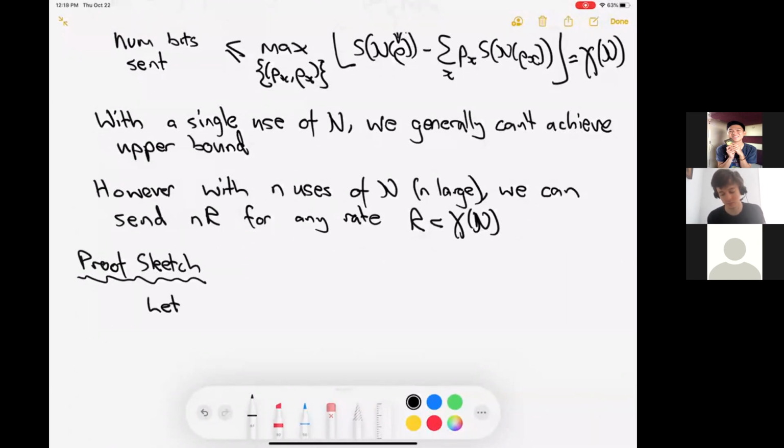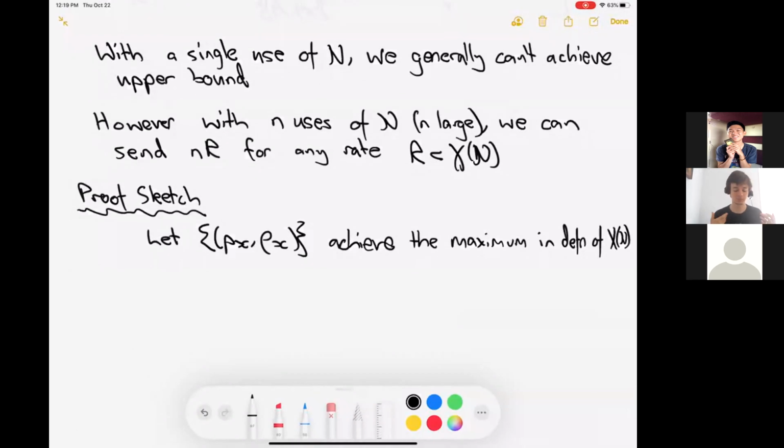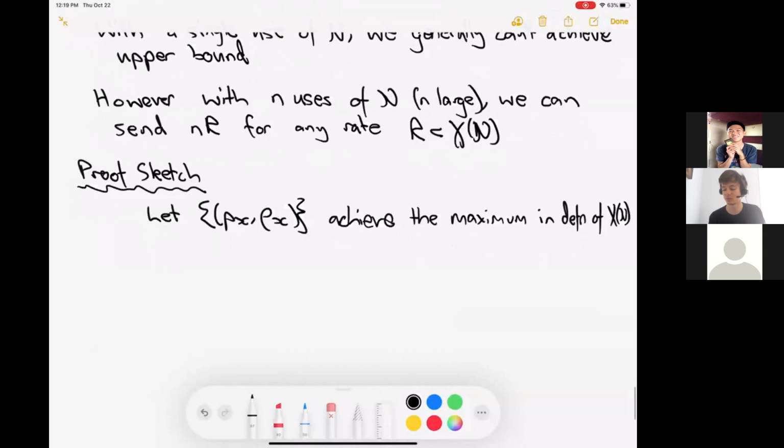So what we're going to do is choose some ensemble, p_x and rho_x, that achieves the maximum in the definition of chi of N, right? So we have some ensemble that has maximal mutual information between X and B. And we're going to use that ensemble to construct codes that let us send these classical messages at this maximum rate.